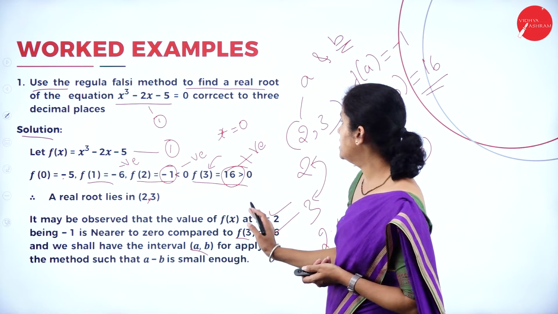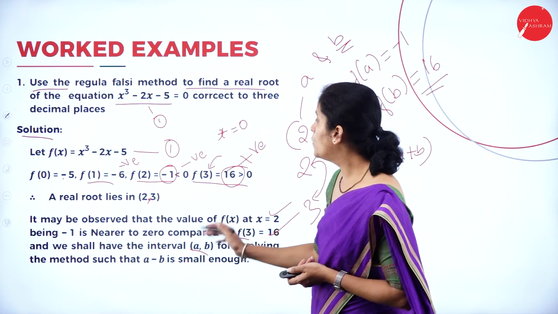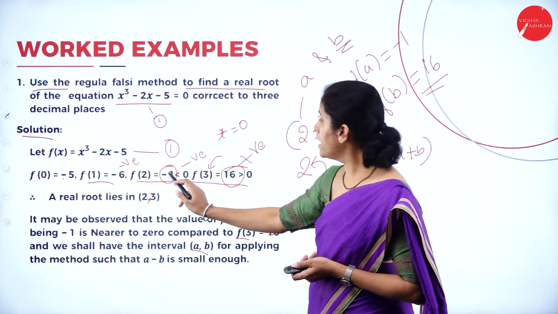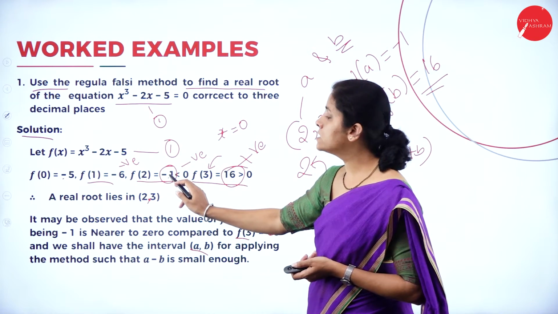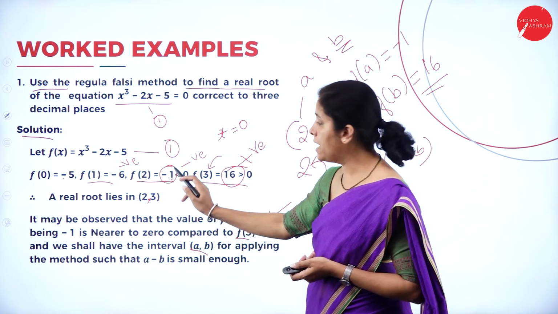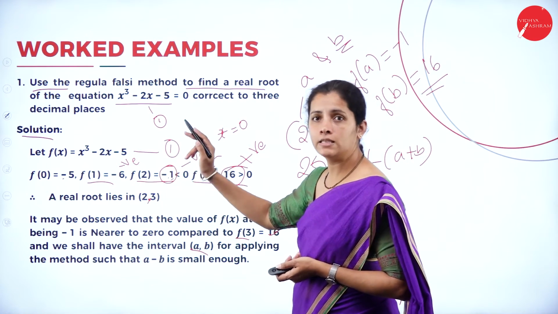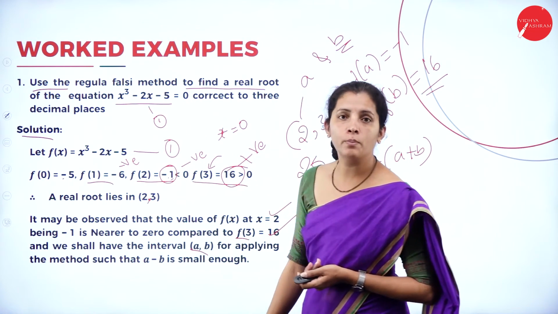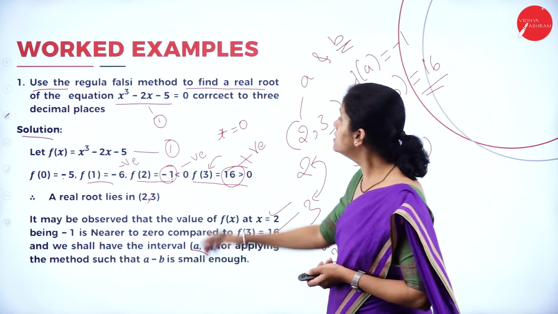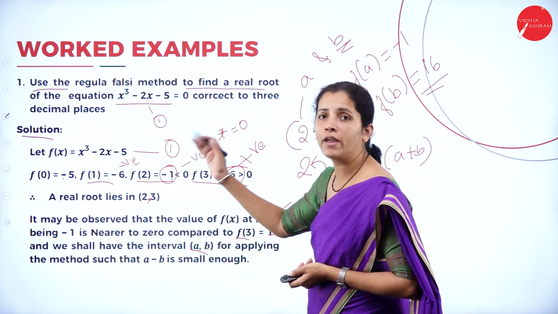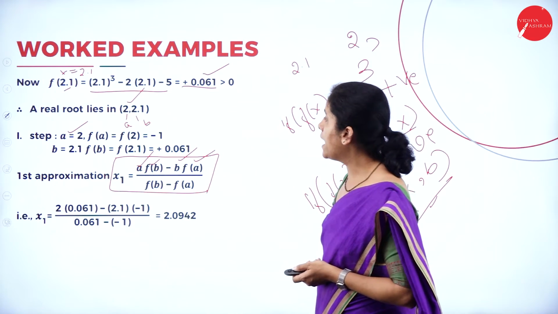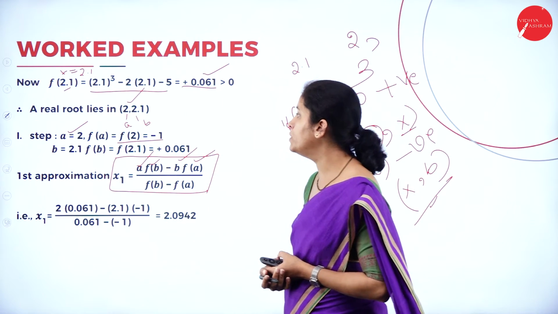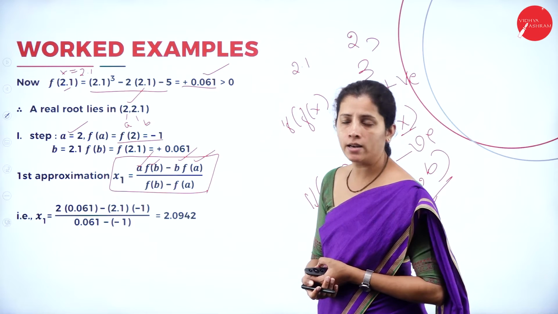Dear students, see here. When A is 2, what is f of A? That is -1. That means when the A value is 2 and I substitute 2 in the given equation, I got -1. So this is my f of A. So f of A, that is f of 2, is -1.